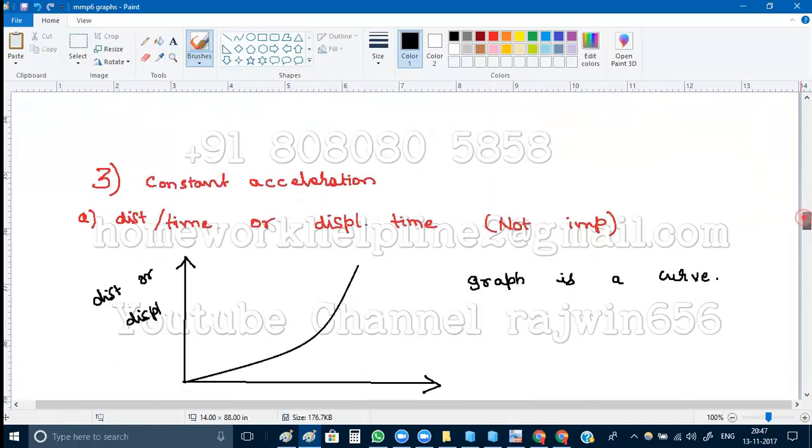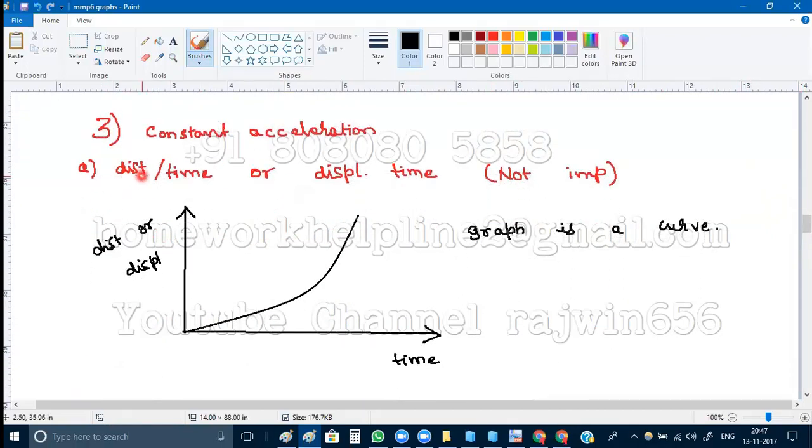The next part is for constant acceleration. Distance time or displacement time graph will be a curve like this. This graph is a curve. Remember, this is distance time or displacement time graph.